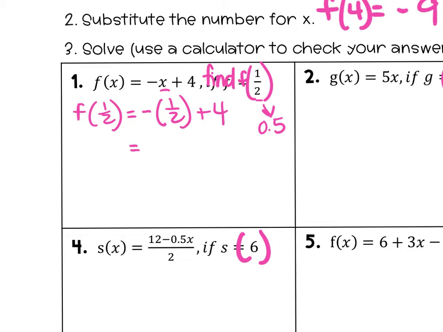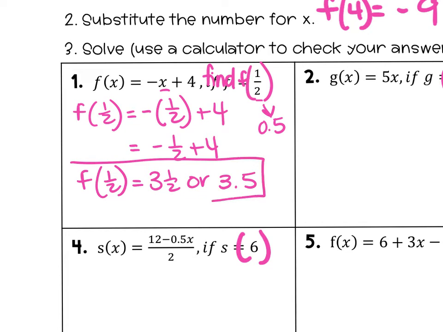First you want to think, that negative makes this negative 1/2 plus 4. You don't really have to simplify that, but just to show you that you could. So my final answer will be f of 1/2 equals negative 1/2 plus 4 is 3.5, or if you use the decimal, 3.5.